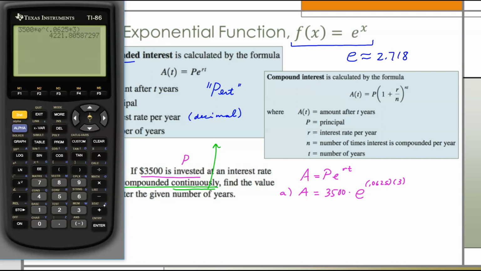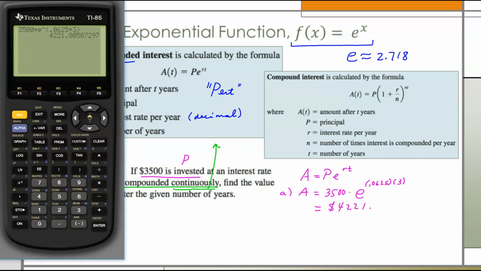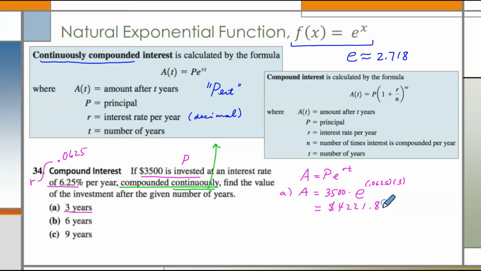Okay, so if we invest $3,500, we're going to compound continuously at an interest rate of 6.25% for 3 years. At the end of the 3 years, we're going to end up with $4,221. And this is money, so we're going to round properly, not 80 cents. We're going to round properly. This would be 81 cents. Okay, let's go to the next one.